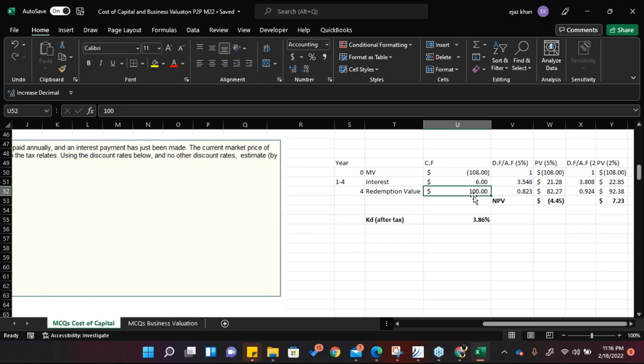108 negative and 100 positive. We're not paying them what they have invested. We are paying less than what they have invested, which is effectively reducing our cost of debt. That's the reason why this cost of debt is lower than the interest that we are paying. Is that clear?